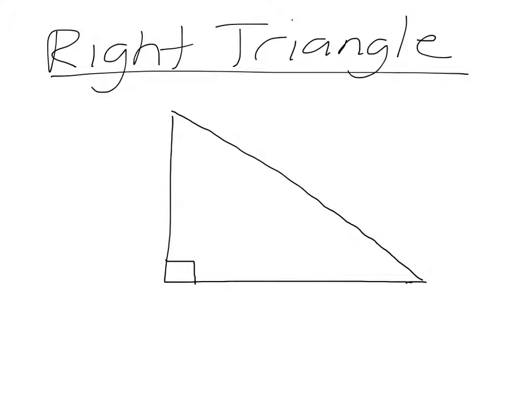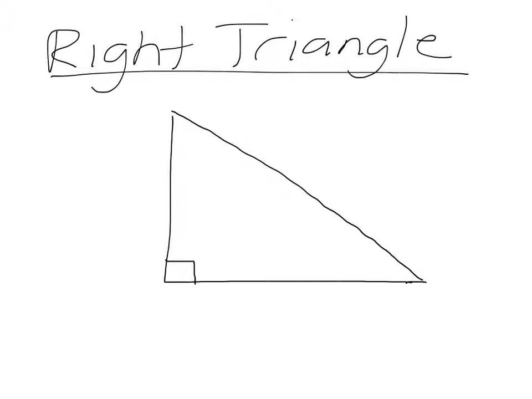If the box is missing, it could be 89.9999999999999. It's not going to be a right triangle. It could be 90.0000000000001. That's not a right triangle. It must be exactly 90 degrees.